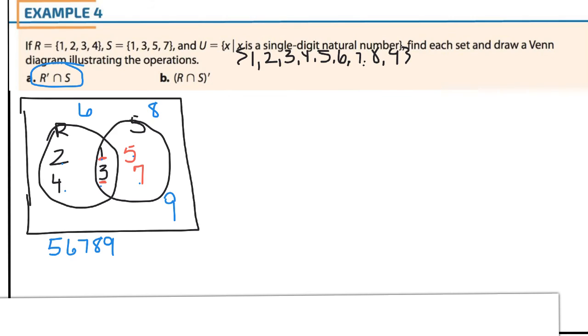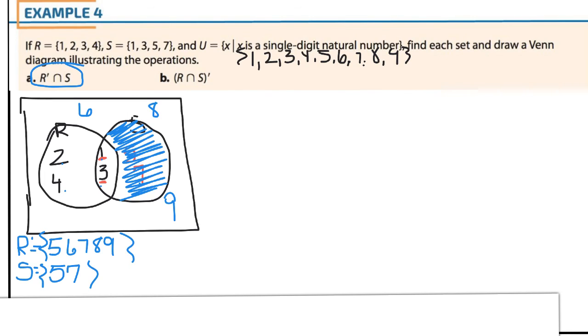Everything in S is 5 and 7. So this is everything outside of R. This is everything in S. Well, it's not everything, but it's the parts that are not intersected with R. So what that means is 5 and 7 are the intersection points. That little blue area within the Venn diagram is R prime intersected with S.